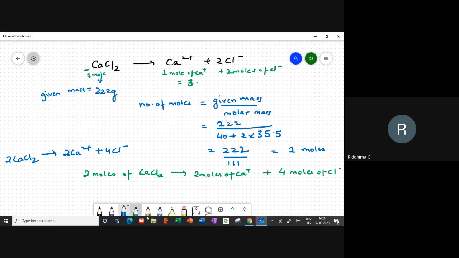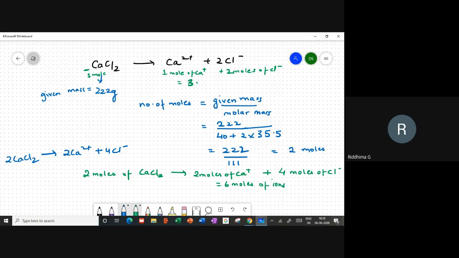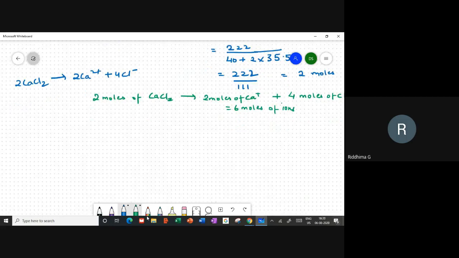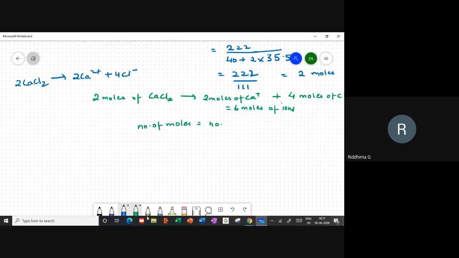Hence this comes to a total of 6 moles. Isn't it? The ions, 6 moles of ions. Correct? So what will I do now? Next step, I use the second formula, which is number of moles is equal to number of, in this case, I need to find ions, so number of ions by Avogadro's number.